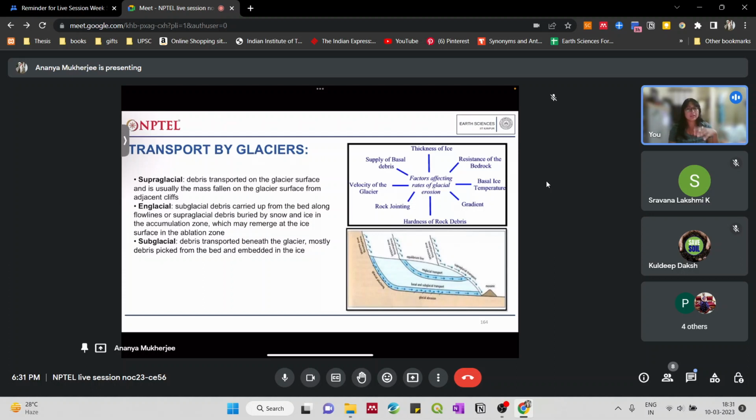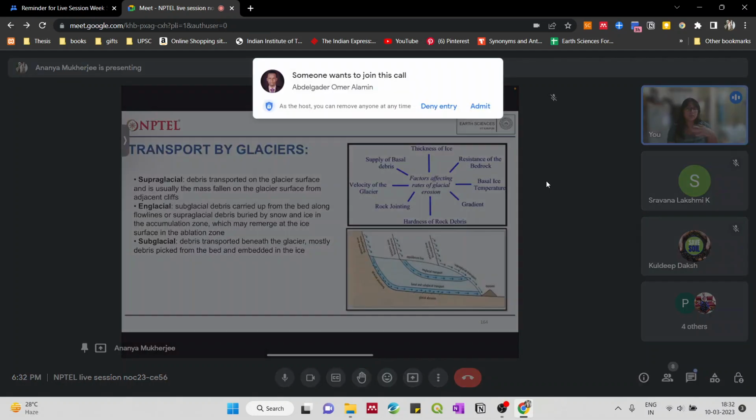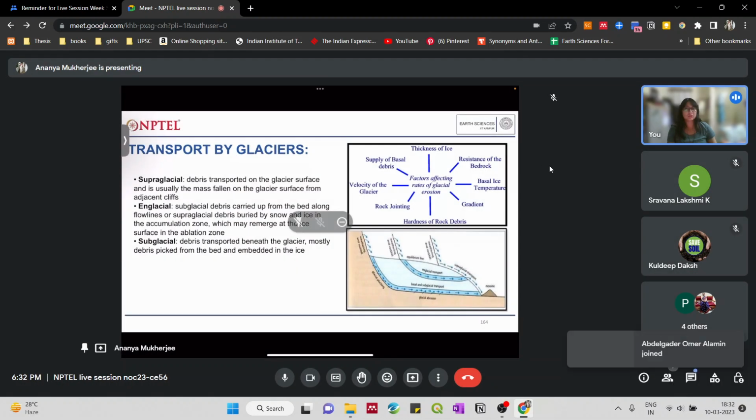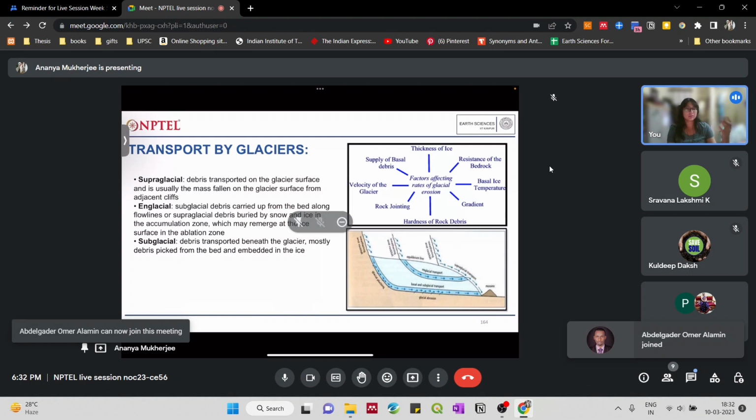Then you have englacial. These are debris that are carried from the bed along the flow lines, or supraglacial debris that gets buried because of more and more snow accumulation. Later on, they can re-emerge at the ice surface in the ablation zone. We'll see what the ablation zone is after this.